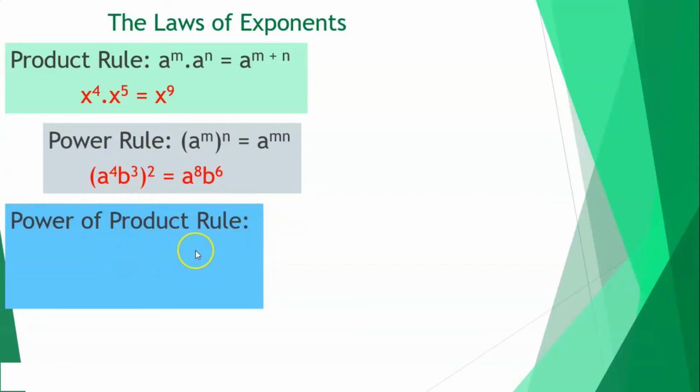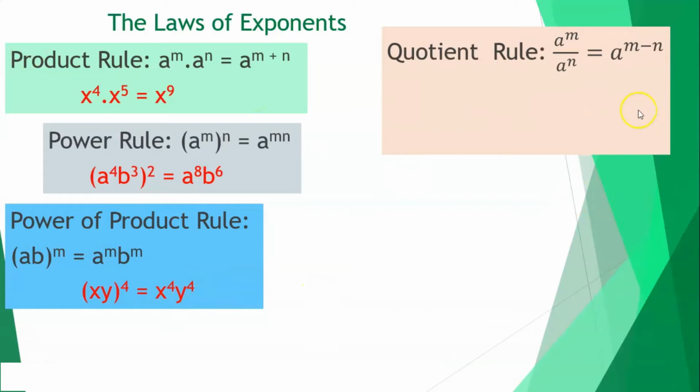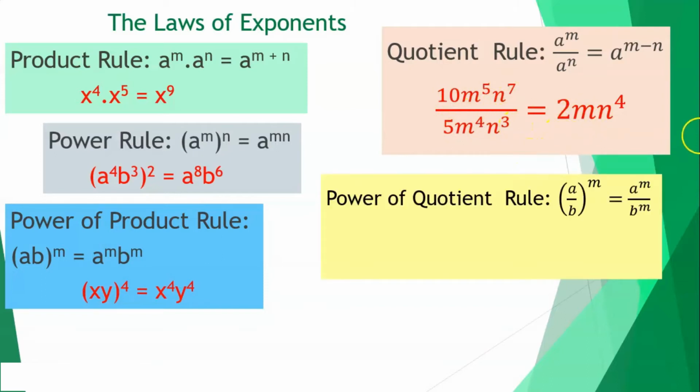Another is the power of product rule. So if you're given xy to the power of 4, you can distribute the exponent to the terms inside. Another, quotient rule. When you divide exponential terms of the same base, copy the base and subtract the exponents. So just like this, 10 divided by 5 is 2, 5 minus 4 you'll get 1, and 7 minus 3 will get 4. Another, power of quotient rule. So if you're given x over y to the power of 2, still you can distribute the exponent to the terms inside. So it's the same as x squared over y squared.